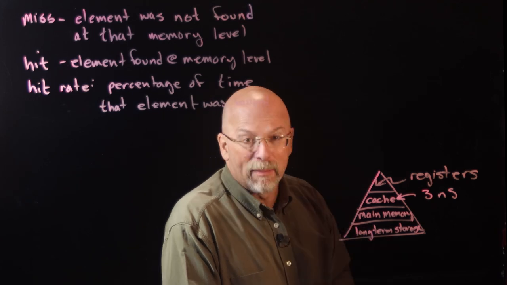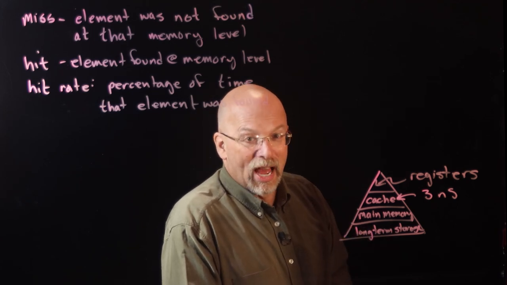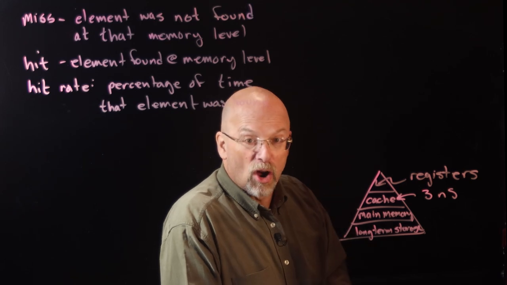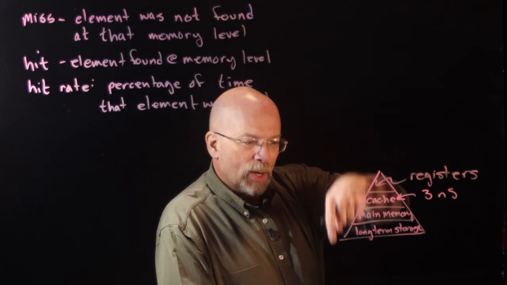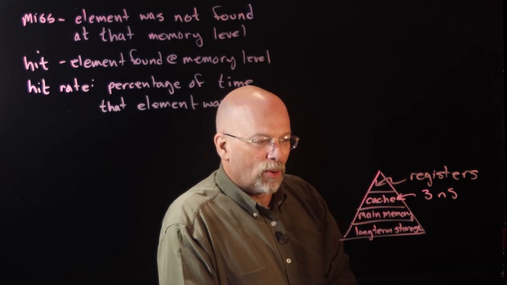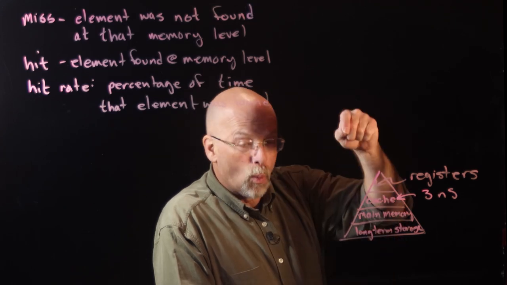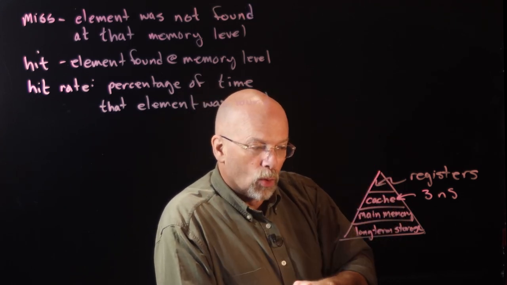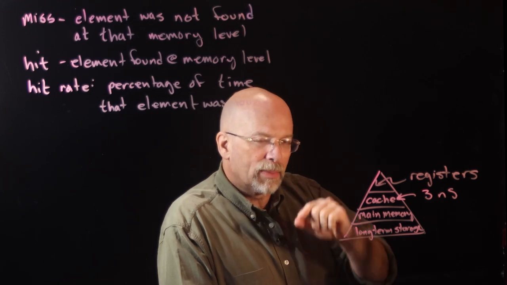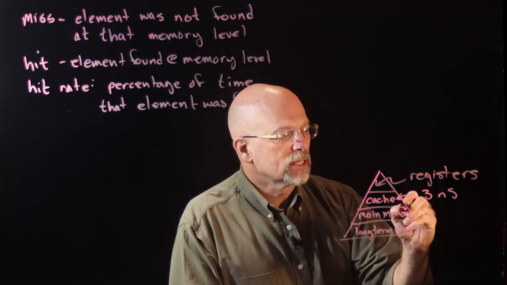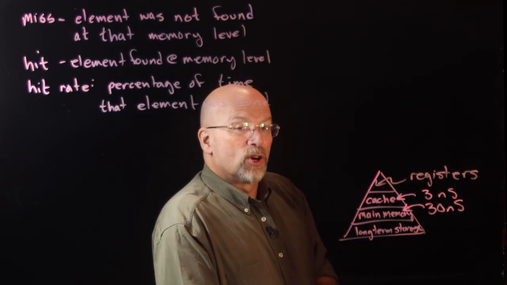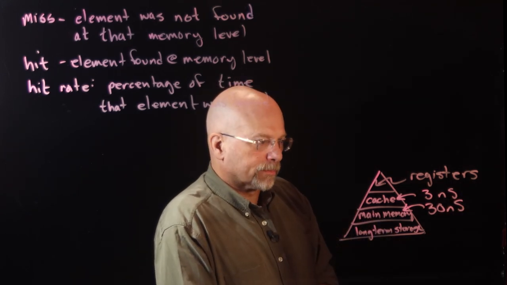For example, if we had a main memory that had an access time of 3 nanoseconds, there's no reason to have the cache. The main memory is larger, it's cheaper. Remember, as we go down through the memory hierarchy, away from the processor, things get cheaper per bit to store, capacity gets larger, but it takes a little longer. So let's say that main memory takes 30 nanoseconds in order to get what we're looking for.